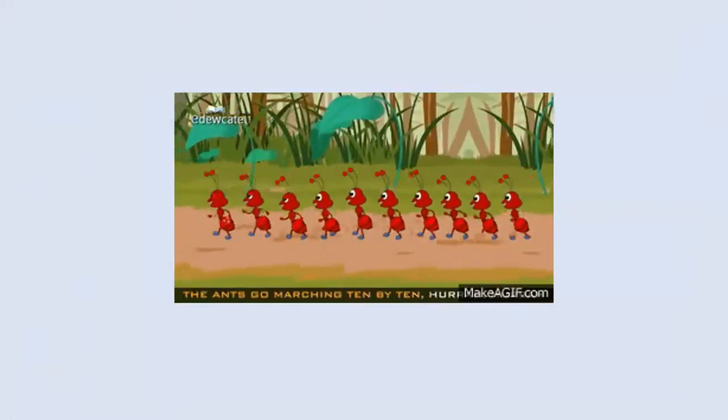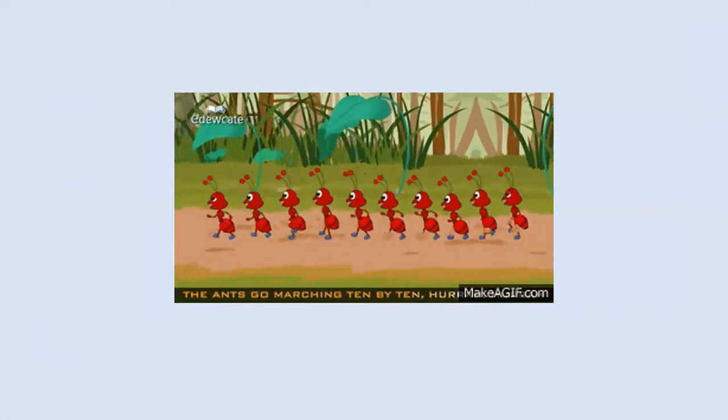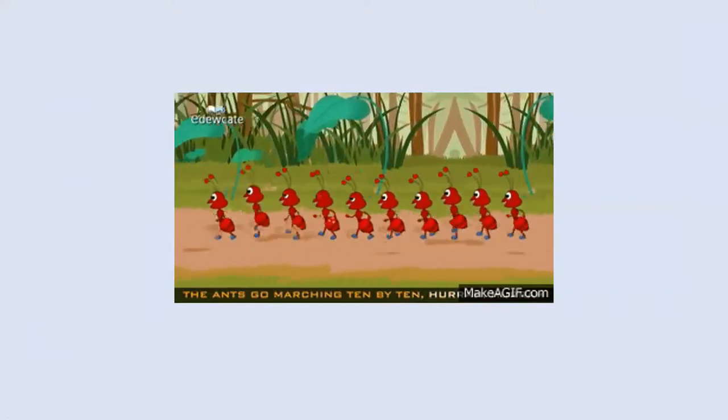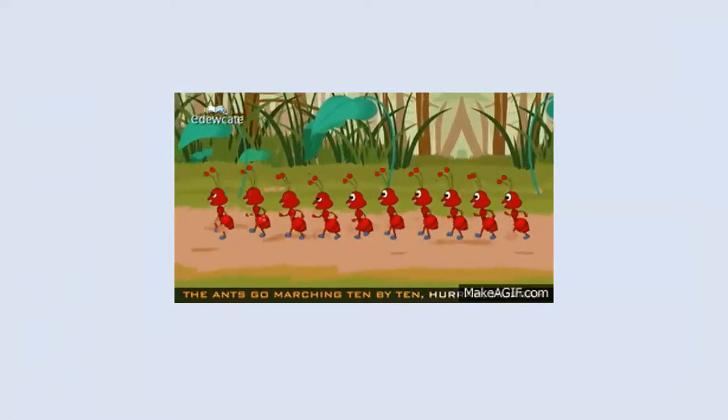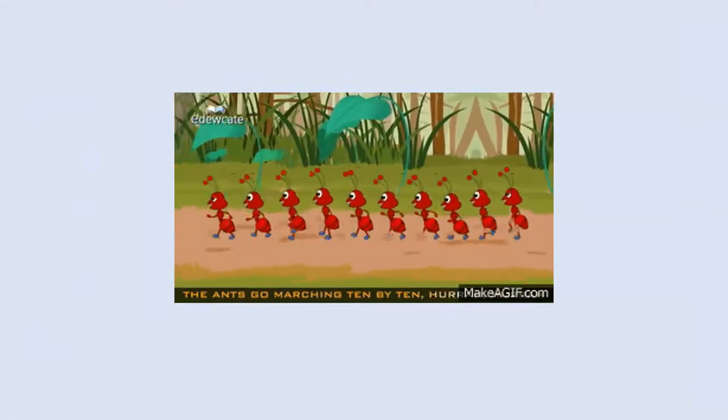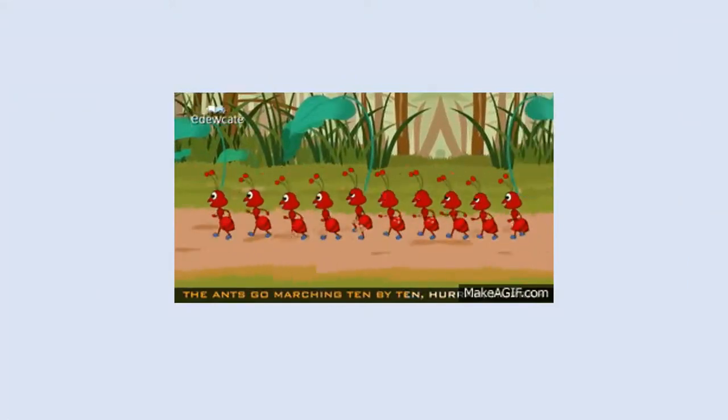Okay, so let's get started. Students, I'll be asking few questions. Answer them accordingly. Observe this image and tell me what is the path followed by the ants moving on the ground. Yes, students, absolutely correct. They are moving in a straight path.